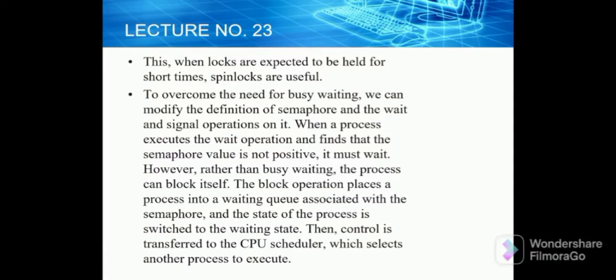When a process executes the wait operation and finds that the semaphore value is not positive, it must wait. However, rather than busy waiting, the process can block itself. The block operation places a process into a waiting queue associated with the semaphore, and the state of the process is switched to the waiting state. Then control is transferred to the CPU scheduler, which selects another process to execute.